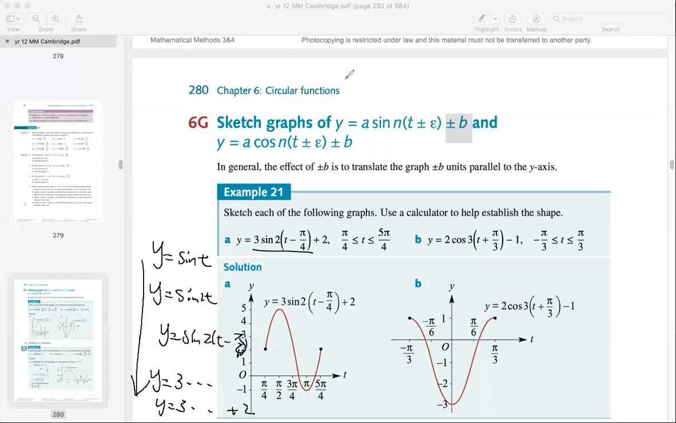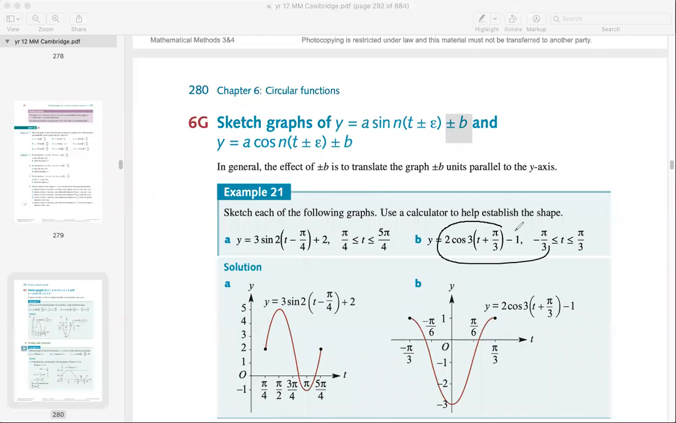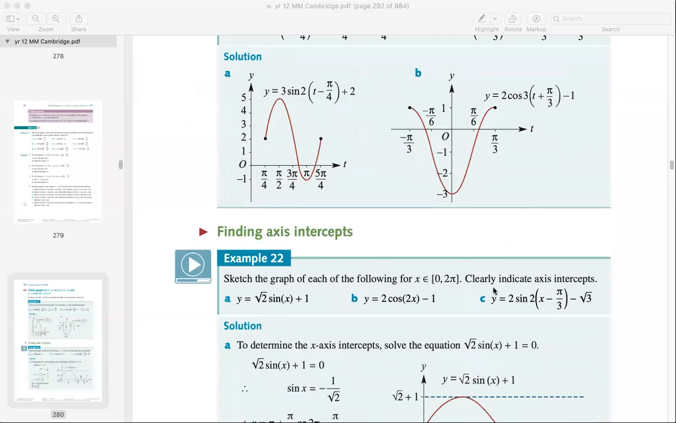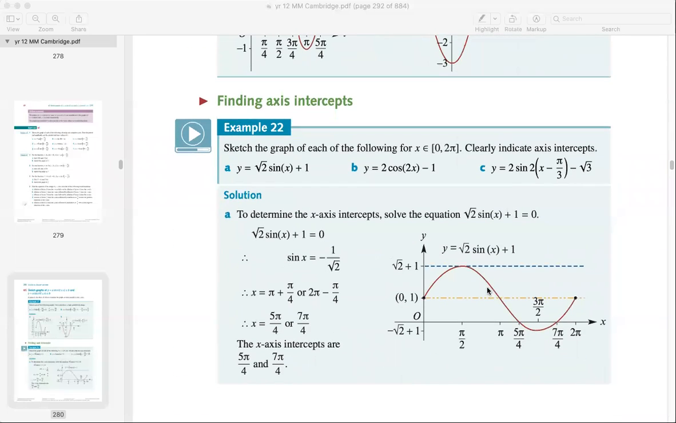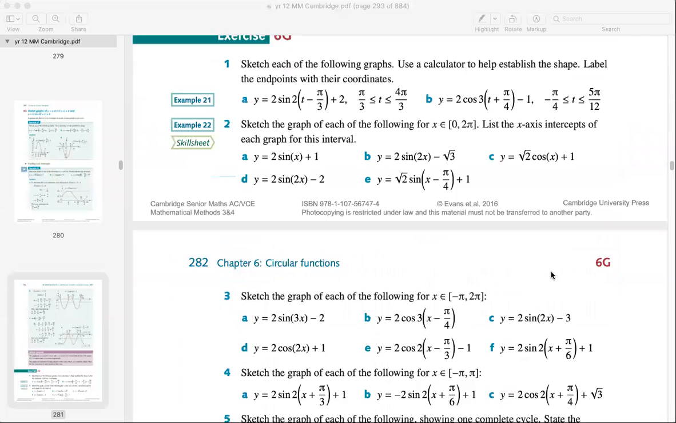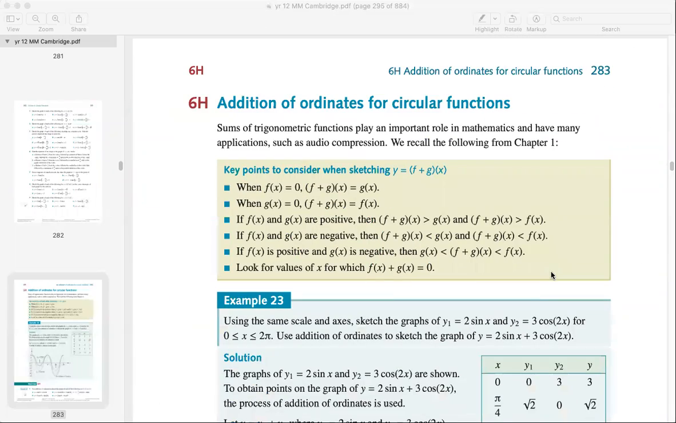Or you can even start directly from sine 2t instead of sine t. The same thing applies here: do it step by step, one at a time, to get the idea. And suddenly they ask us to find the x-axis intercept. Essentially, it's the same thing. We just make y equal 0 to find the x values. It's like what we did in 6D or 6E. So 6G is pretty interesting.